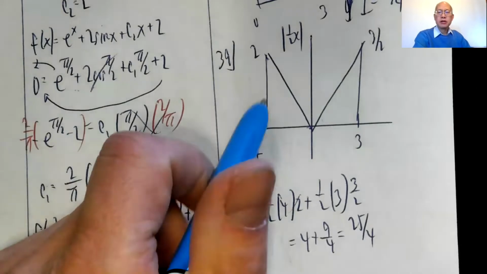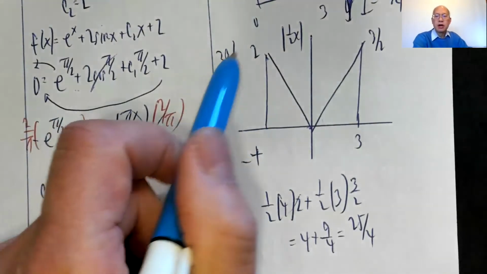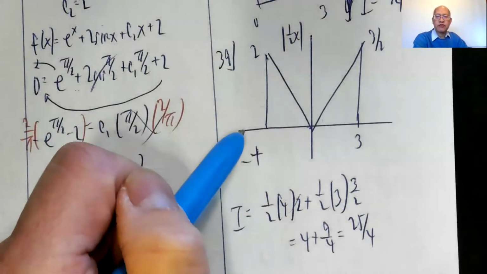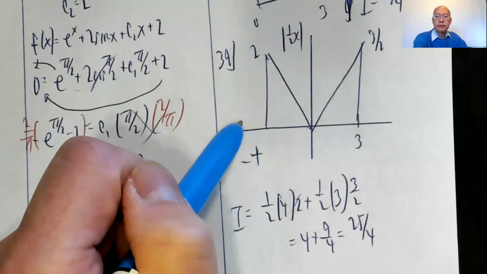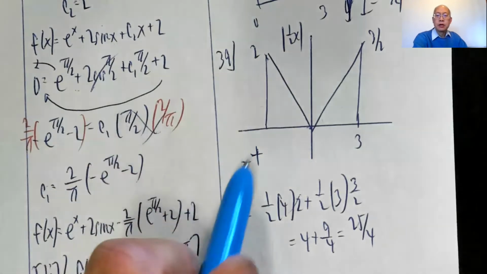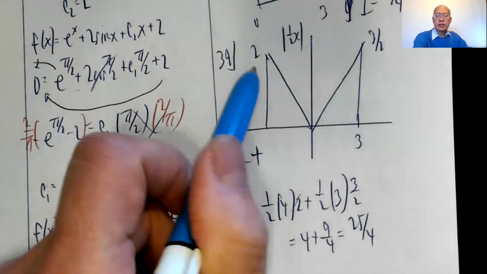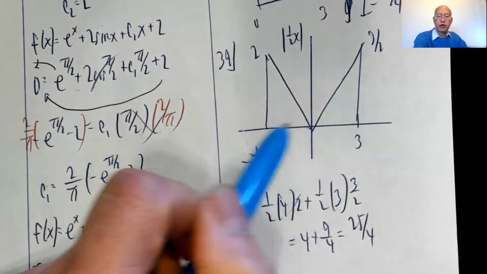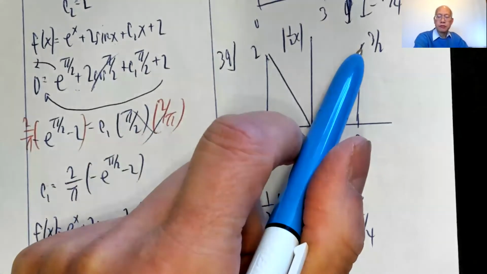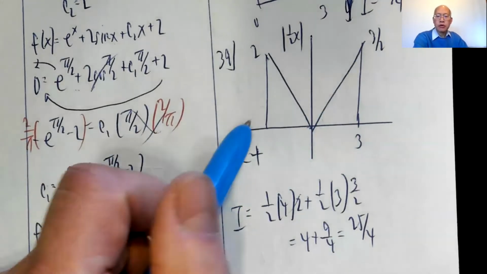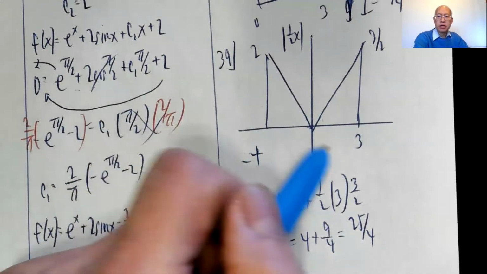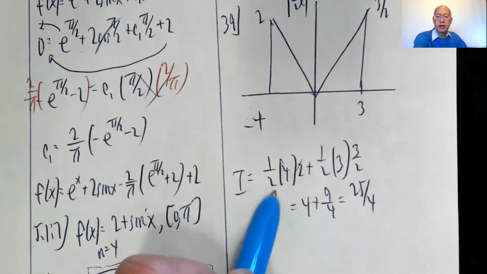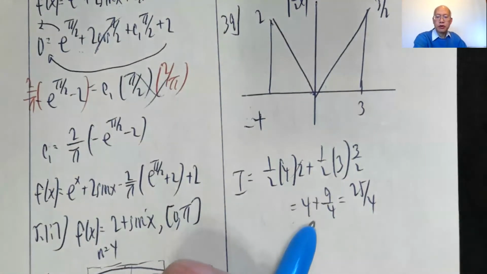Okay, 37, I've already tackled before. 39, find the integral of absolute value of half x from negative 1 to 3. Okay, so this height is going to be, sorry, that's negative 4. If that's 4 units, that's 2. This is 3, this is 3 over 2. So 1/2 base times height, 1/2 times 4 times 2, plus 1/2 times 3 times 3 over 2. That's 4 plus 9/4, 25 over 4.